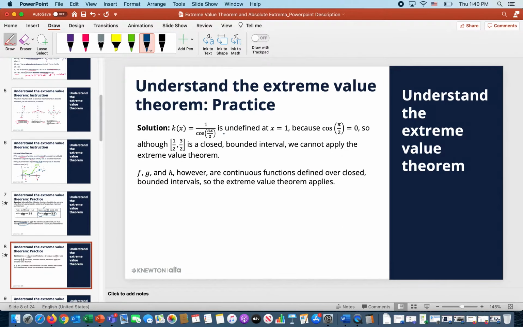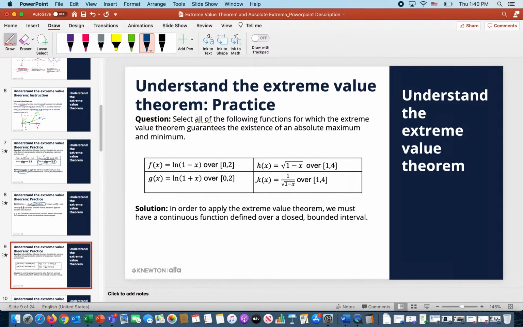If you take a look right here, this thing is undefined when x is equal to 1. If we plug 1 in, we're going to have the cosine of pi over 2, and the cosine of pi over 2 is 0. So that's what leads us to a value where this is undefined. So 1 over cosine of pi x over 2 is the one where the extreme value theorem would not apply. All the others would apply.